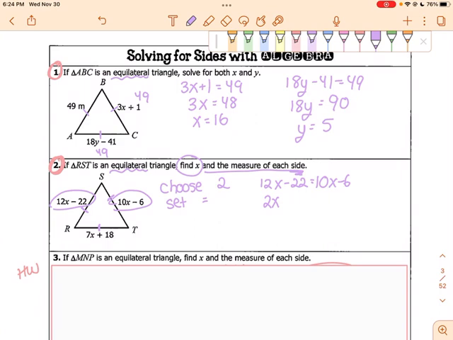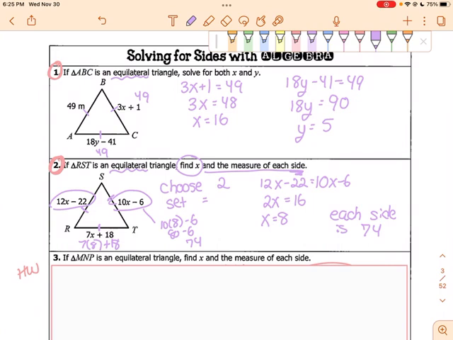So we'll have 12x minus 22 equals 10x minus 6. Here you go with your regular algebra. Subtract the 10x, add the 22 to negative 6. So that would be 16. And then x is 8. And then you're just plugging it back in to figure out the sides. So this would be 10 times 8 minus 6. 80 minus 6 is 74. So each side should be 74.